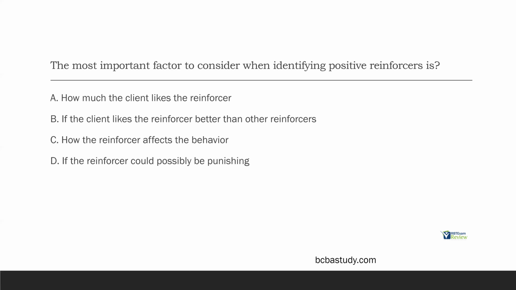If I do a preference assessment, turns out the client loves their teddy bear. What if I give them the teddy bear at the wrong time and it punishes the behavior? Well, that teddy bear is now a punisher. Okay, so we have to be very, very smart when identifying positive reinforcers. So A, how much the client likes the reinforcer. That is certainly not the most important factor. Does it play a role? Yes, that's why we do preference assessments. It gets us closer to identifying potential reinforcers, but it is not at all the most important factor to consider.